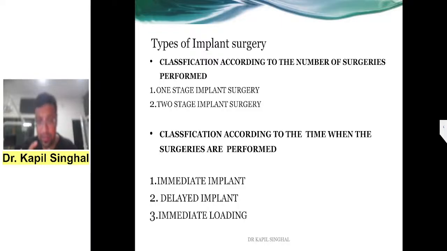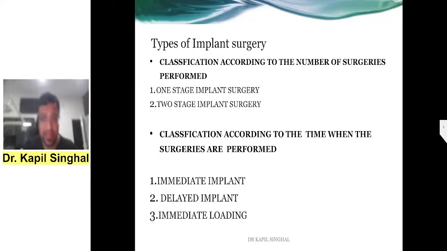In two stage implant surgery, you have to perform the surgery two times. The first surgery would be during the implant placement, and the second surgery would be after 3 months during the prosthetic part, when you reflect that implant, remove the cover screw, and place a healing abutment over it. Okay, let me just see if it's visible. That's a two-stage implant surgery.